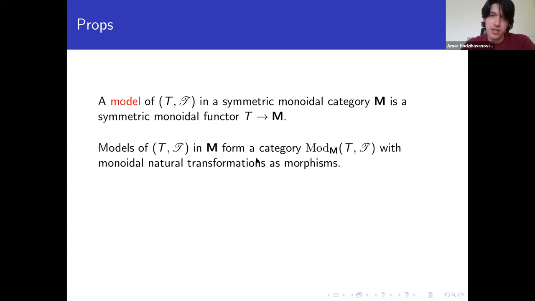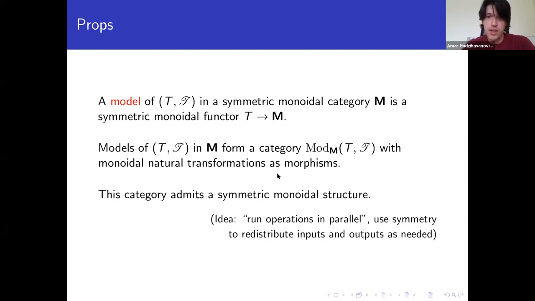We can take all models in a given symmetric monoidal category and form a category whose morphisms are the monoidal natural transformations. And the important point here is that this category itself admits a symmetric monoidal structure. The idea is that if we take two models, we can build a kind of tensor of these two models by interpreting every operation by having the interpretation of the operation in one model next to the interpretation in the other model, and then use symmetries to redistribute the inputs and outputs until they are in the correct order.